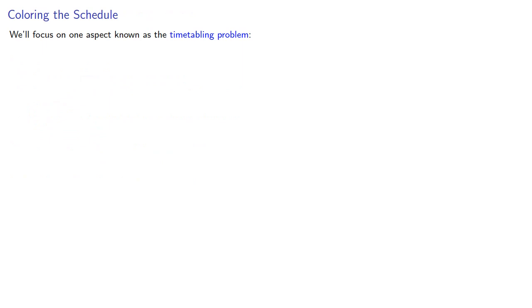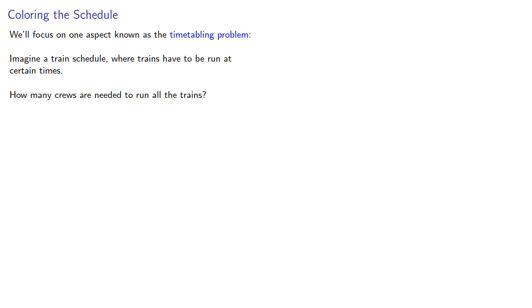Now, there's a lot of different scheduling problems. We'll focus on one aspect known as the timetabling problem. Imagine a train schedule where trains have to be run at certain times. How many crews are needed to run all the trains? Since a crew can't run two trains simultaneously, we need to make sure that there are enough crews.